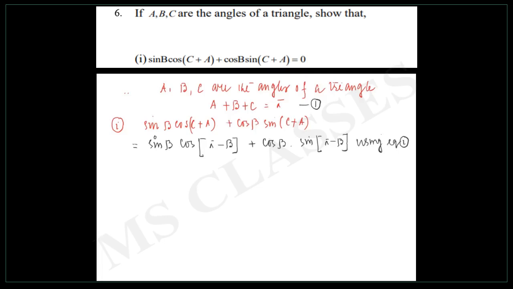Now here we can write this as 2 into pi by 2. So it is sine B, and this will be cos B only. But you have to see which quadrant it is in. It is 2 into pi by 2 minus B, so you can easily understand that this must be in the second quadrant.